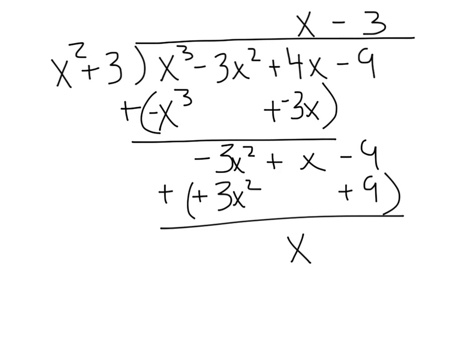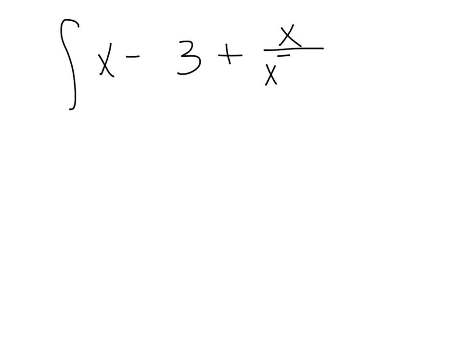How do you know you're done? Well, the degree of this term is smaller than the degree of your divisor, so you are done. You've identified your remainder here, so we've got x all over x squared plus 3. Ladies and gentlemen, this is your quotient, and that's what you're now going to integrate, because it's equivalent to the fraction we started with. So how are we going to write this?